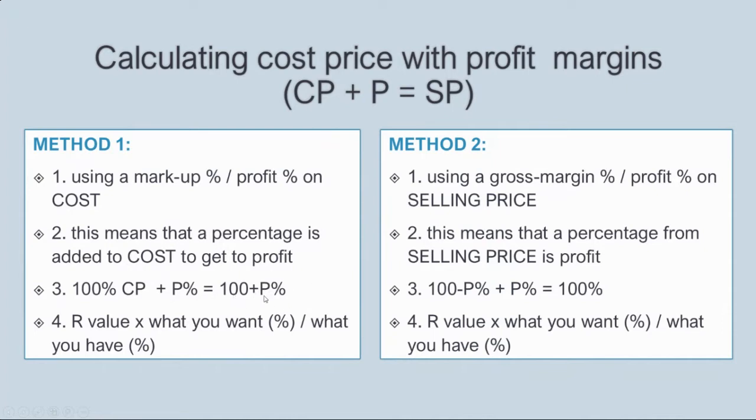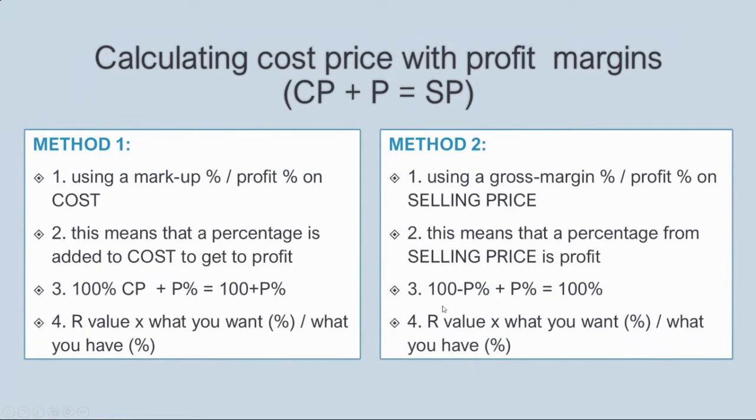Now, if they give you a rand value, you take the rand value and multiply it with what you have. So if I've got the cost percentage of 100, I would divide it with 100, and I want the sales percentage. So what you want, the sales percentage, would be at the top, and what you have, the cost one, is at the bottom. So that is your markup percentage. Whereas your gross margin is the second method. We use the gross margin percentage over the profit percentage of the selling price.